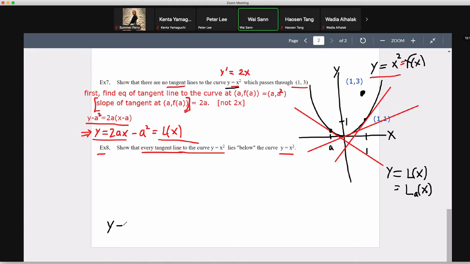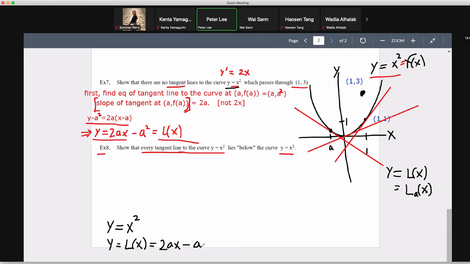Okay, you were thinking of substituting x and y. Let me clarify what you're trying to say. This is y equals x squared, and y equals L(x) is our tangent line. The tangent line is going to be something like mx plus n. We don't know what the line is in general, but in this case we know the line. So L of x is actually 2ax minus a squared.